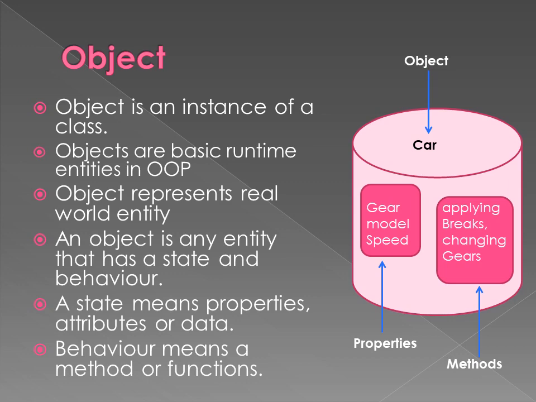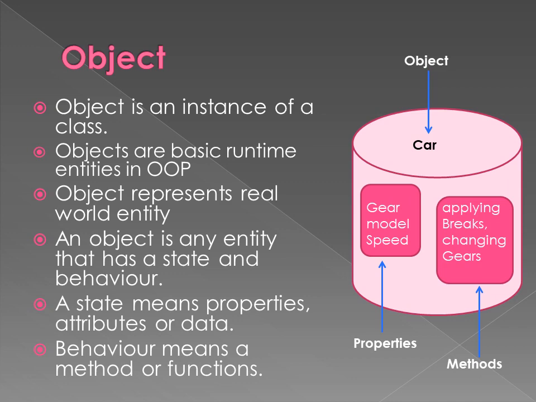An object represents a real world entity. This means that an object may represent physical as well as logical entities that exist in the real world. And these entities can be a person, place, animal, bird, or things. Or it can also be logical entities such as a bank account.